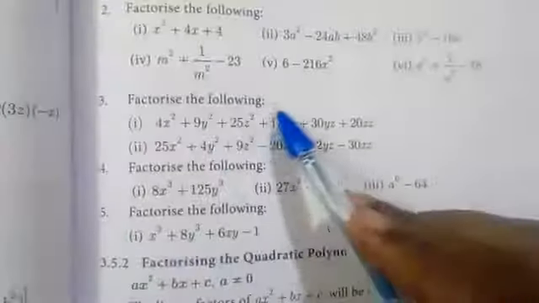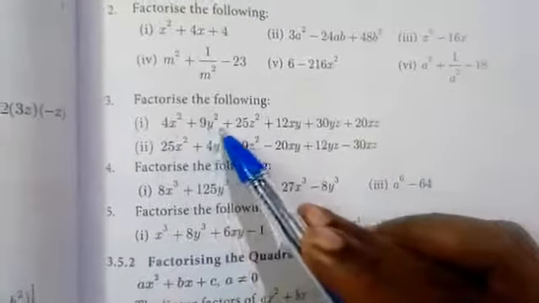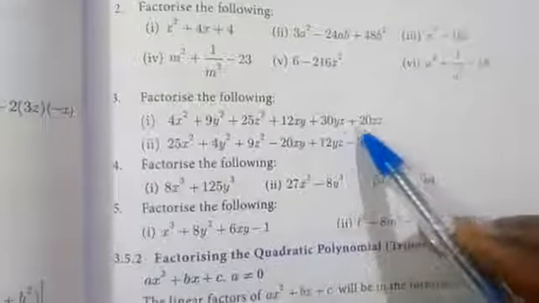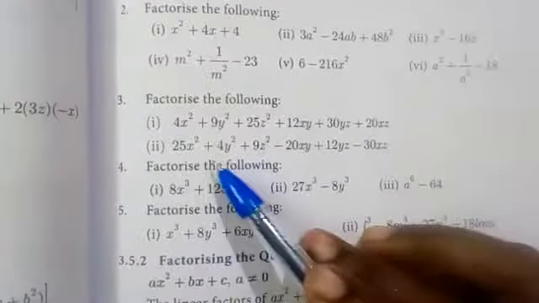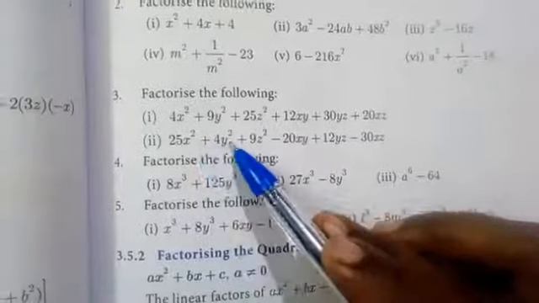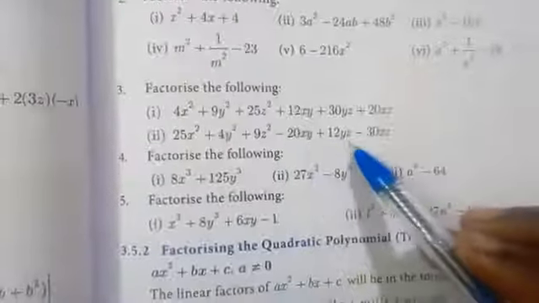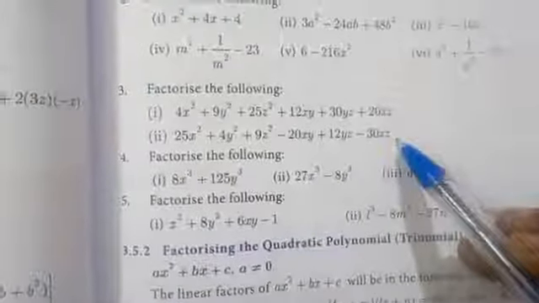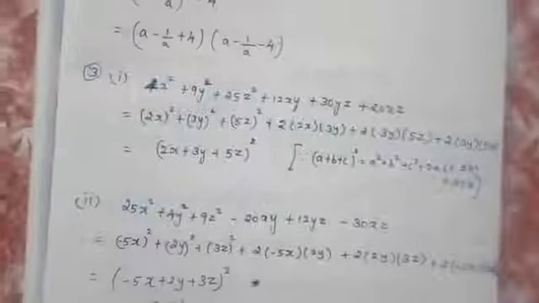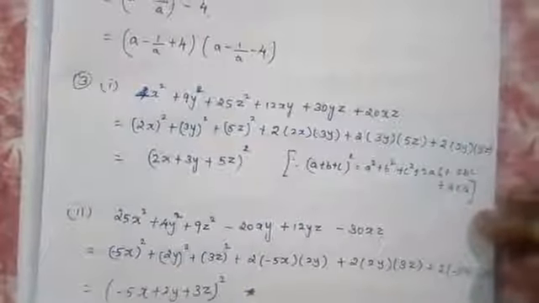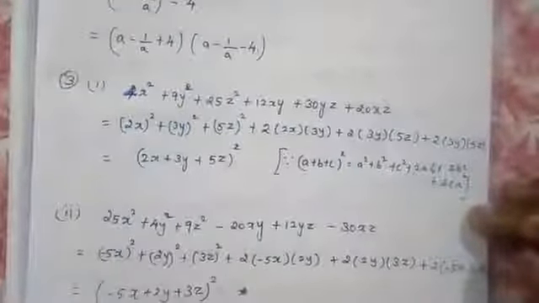Third question, factorize the following. First problem: 4x square plus 9y square plus 25z square plus 12xy plus 30yz plus 20xz. Second problem: 25x square plus 4y square plus 9z square minus 20xy plus 12yz minus 30xz. In this exercise, the first problem is a grouping method. For the second problem, we have to use the algebraic identities.